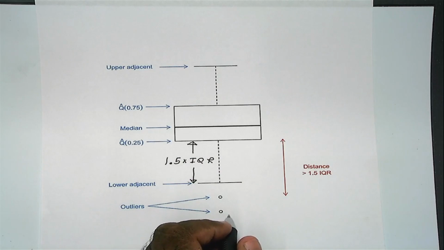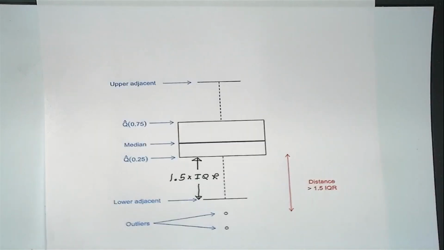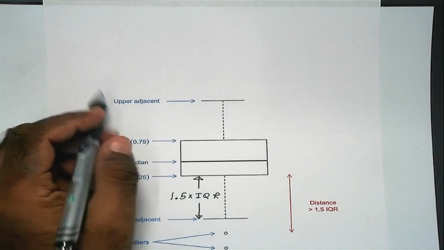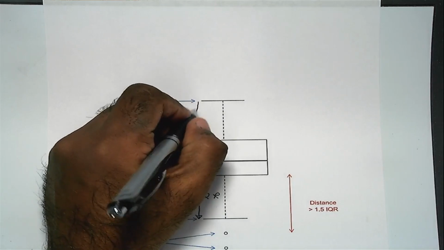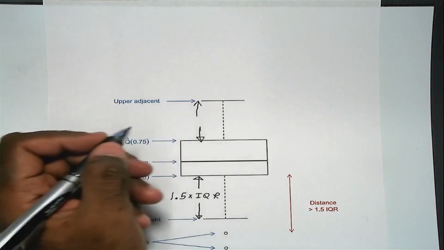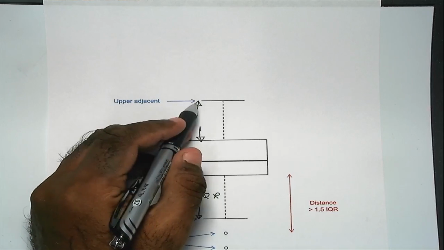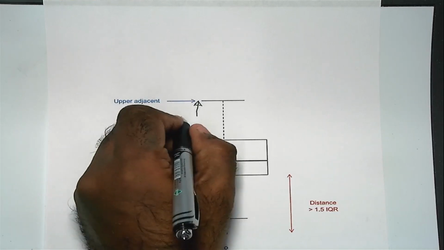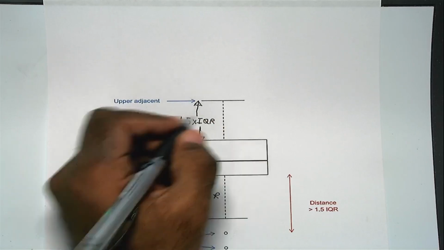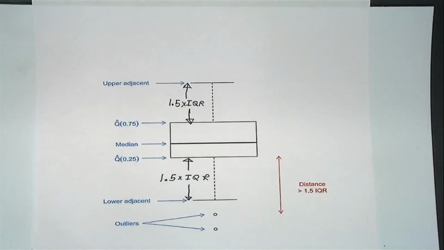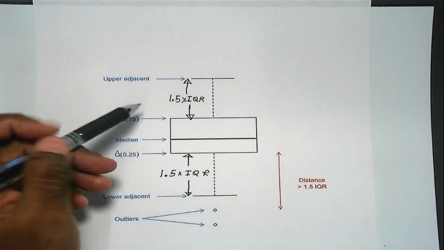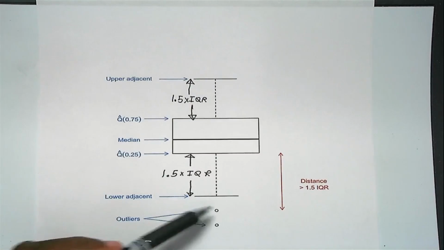And similarly, if you go to the top, this is known as the upper adjacent. The distance from this line to this line is once again equal to 1.5 times IQR. And if any data points lie below the lower adjacent or above the upper adjacent, then they are considered to be outliers.